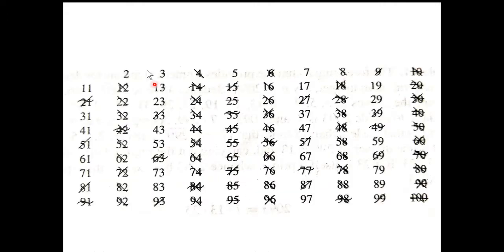So let us see here. So 2 to 100, then 2 is a prime number. So all the multiples of 2 will not be prime. So just cross them out. And then 3 is a prime. All the multiples of 3 are not prime. So cross them out. When you cross out all the multiples of primes, then finally you will be left with the primes. So this is the sieve of Eratosthenes.